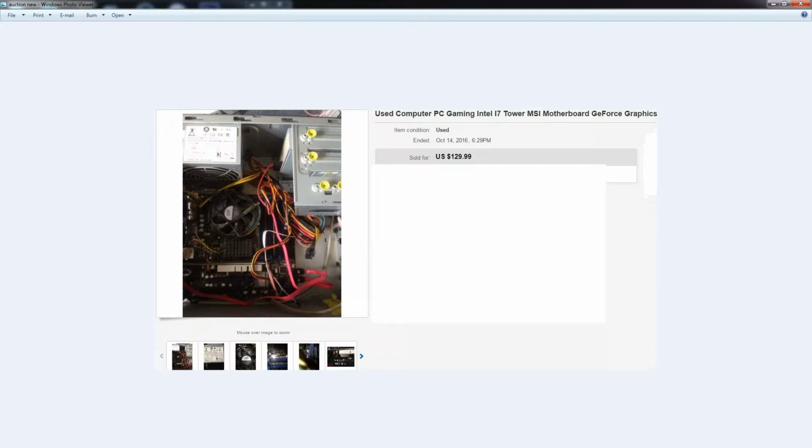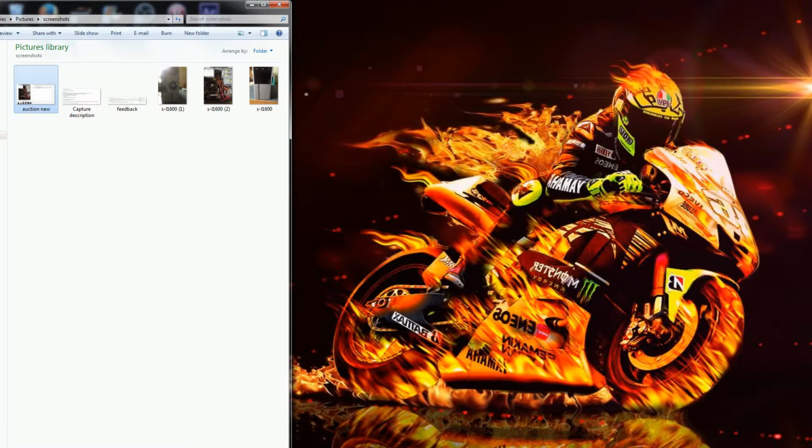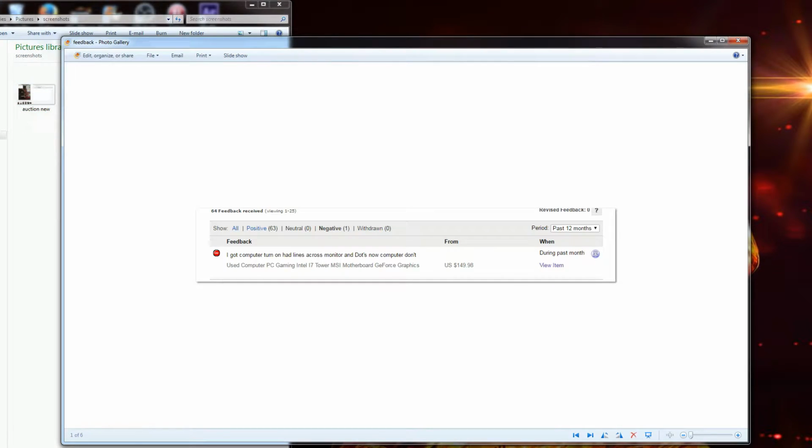In fact, while I was looking at this PC for $129.99, I looked at the guy's feedback, and I found that somebody else had already purchased this computer, received it, and had some problems. So nobody was in a hurry to buy this, which is fine for me because that allowed me to make an offer. Even at $150, I would still say it was a pretty decent buy.